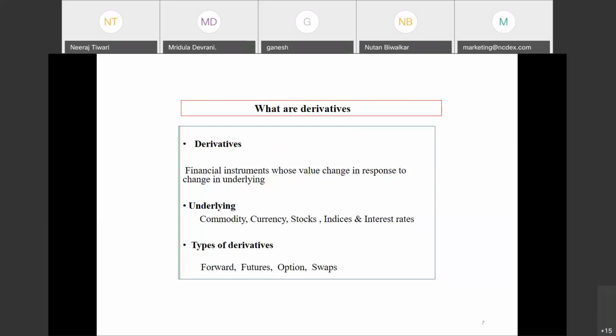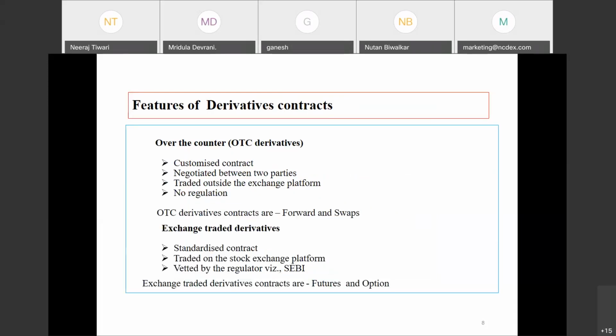Types of derivatives are forward, future, options. Swap is not yet permitted, but I just jot down the name of that because it is a type of derivatives. So now we come to the feature of the derivatives contract.